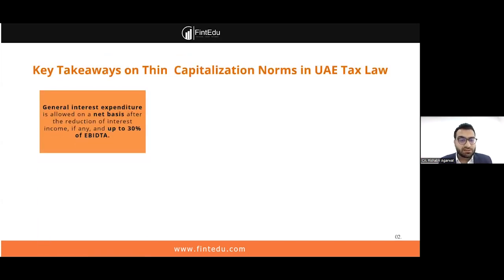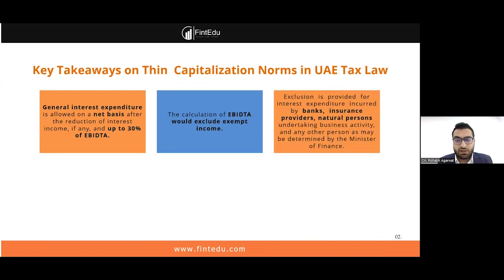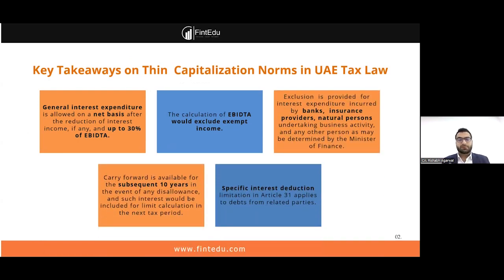With this, the key takeaways, or important points that we've learned, are the interest limitation that is there: 30% of EBITDA. It does not include exempt income. The taxpayers which are exempt are banks, insurance providers, and natural persons. The carry forward is available for 10 years. And of course, we have a particular article for specific interest deduction limitation.